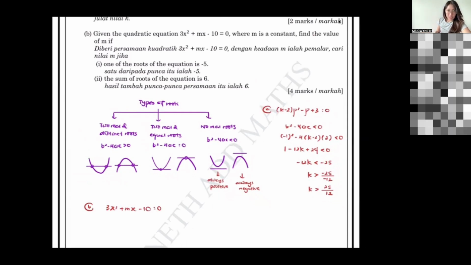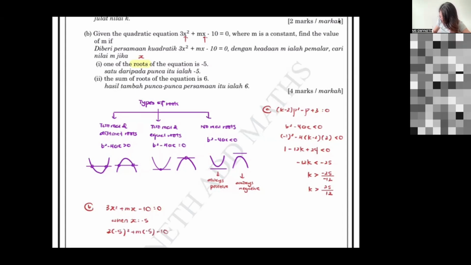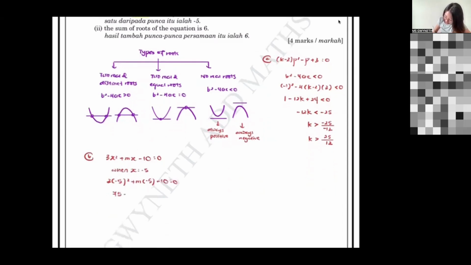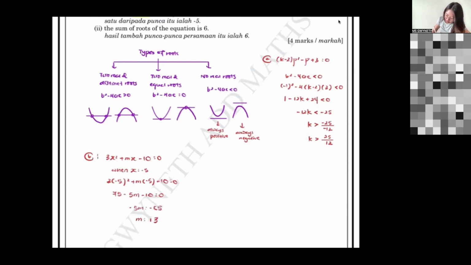Okay, next one. Find the value of m if one of the roots of the equation is negative 5. Okay, remember, roots is your unknown. So the unknown is x over here, right? That is x. So when they give you one of the answers for x, you just sub in to find m. Negative 5 squared plus m times negative 5 minus 10 equal to 0. And then this is 75 minus 5m minus 10 equal to 0. Then move over. Negative 5m equals negative 65. M equals positive 13. B part 1 done.